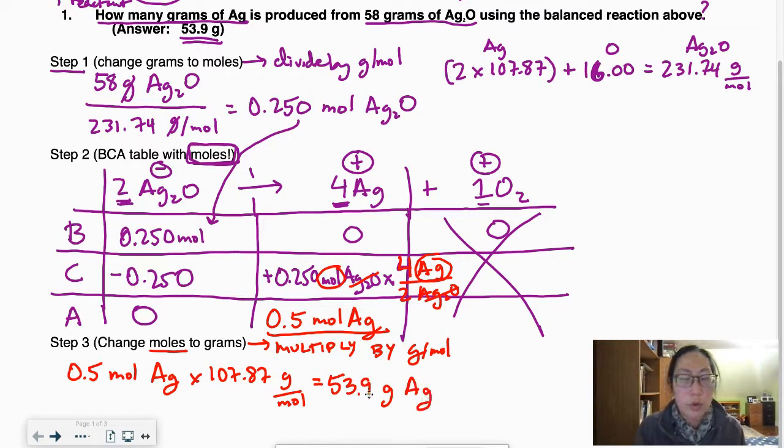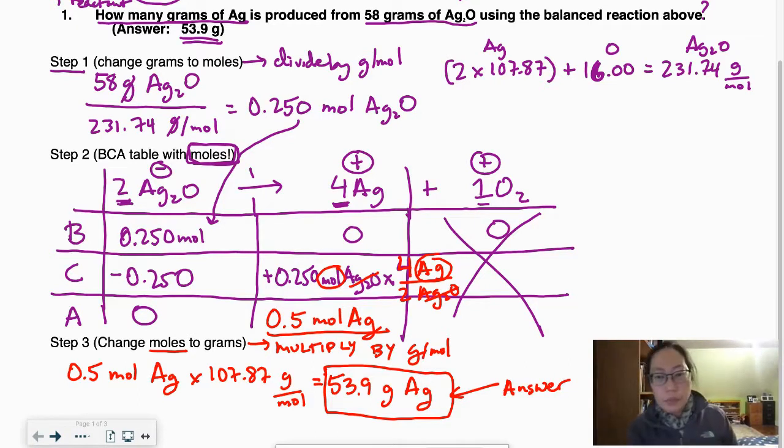Yay, that's what we were supposed to find, right? Here's our answer. It matches. We were supposed to find grams of Ag. That's what we got. And as a last thing, you should box your answer, okay, so that it clearly shows that this number you found is the answer to the question that was asked. All right, so I hope that helps you think about mass problems.